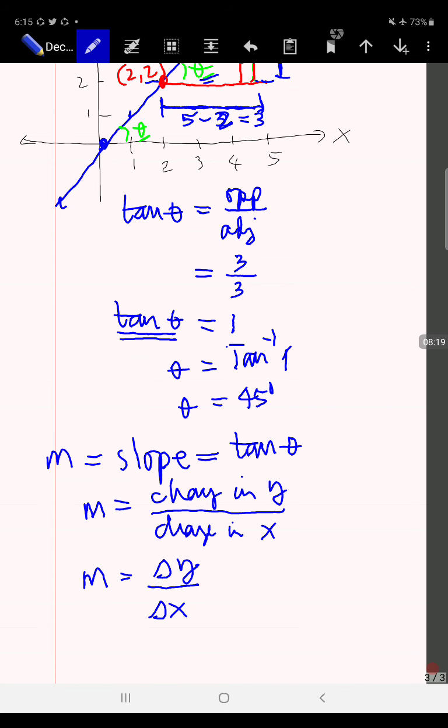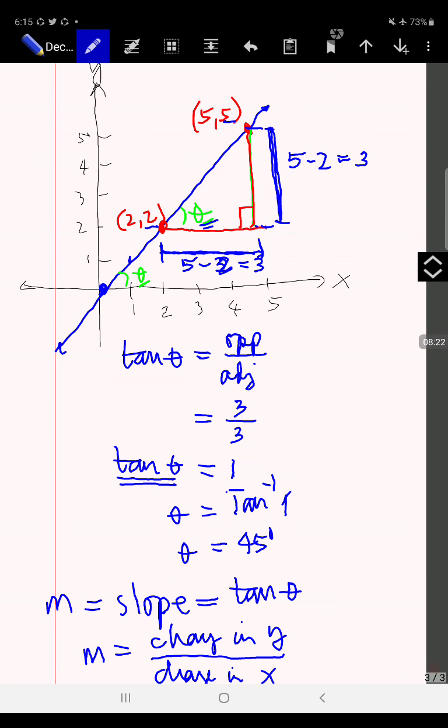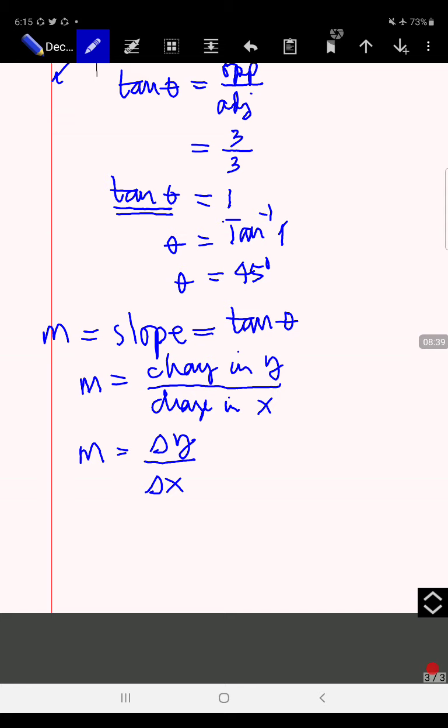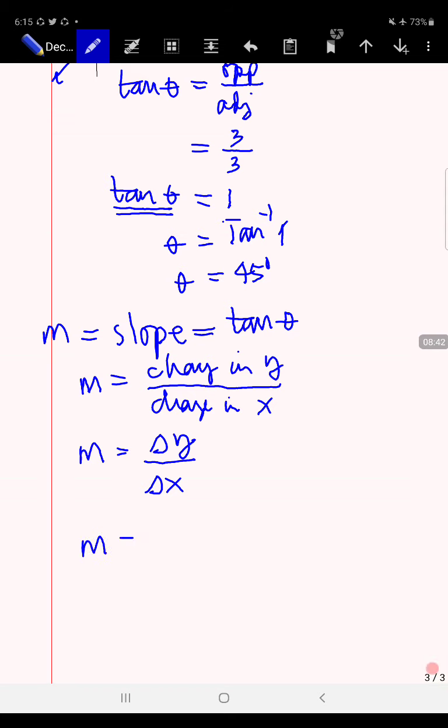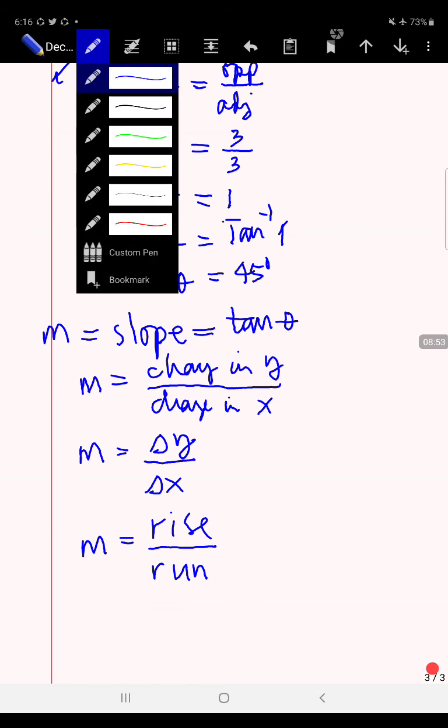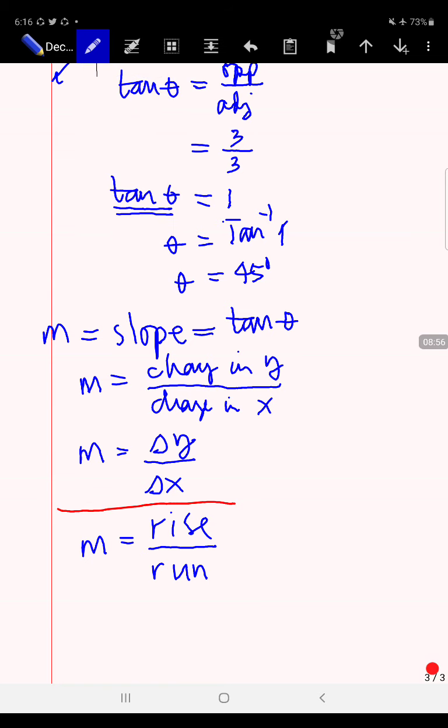Note that the opposite side is a vertical segment, which is sometimes referred to as the rise, while the horizontal segment is sometimes referred to as the run. And from there, m, which is the slope of the line, is also described as the ratio of rise over run. Rise over run. So this is now the slope of a line.